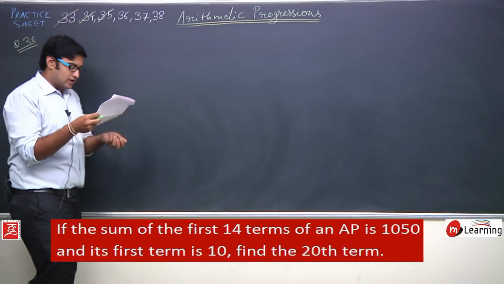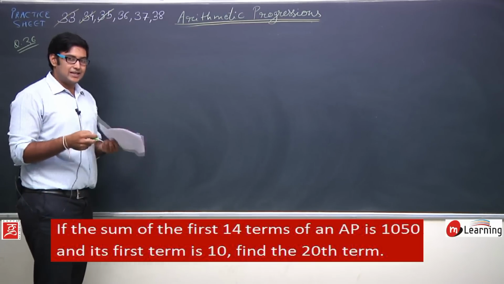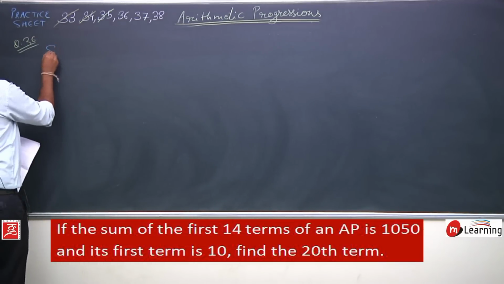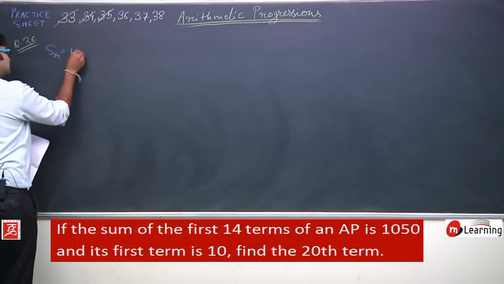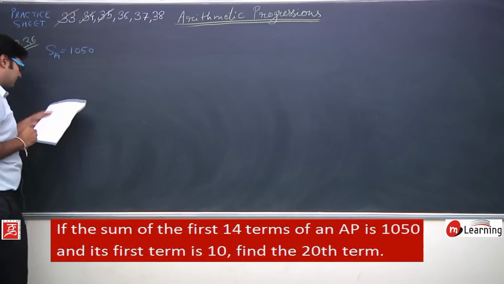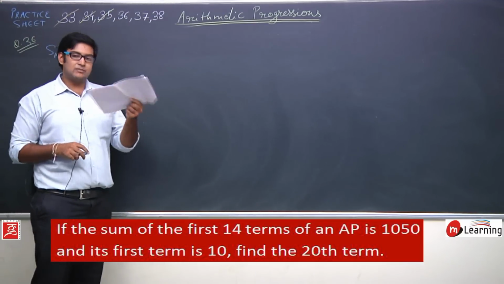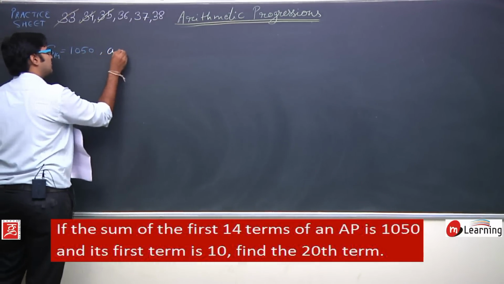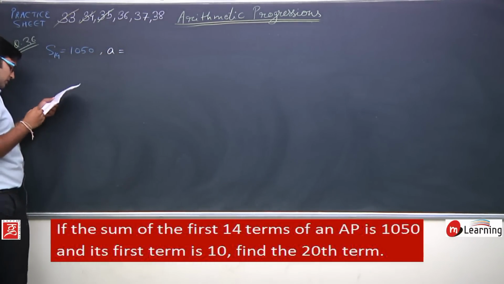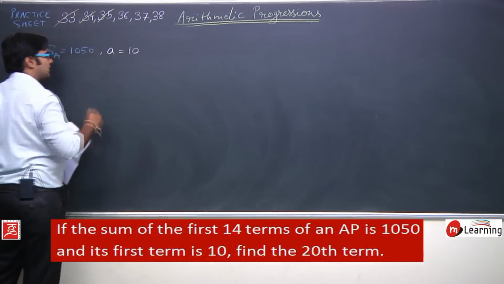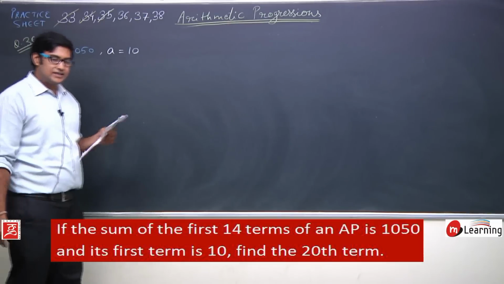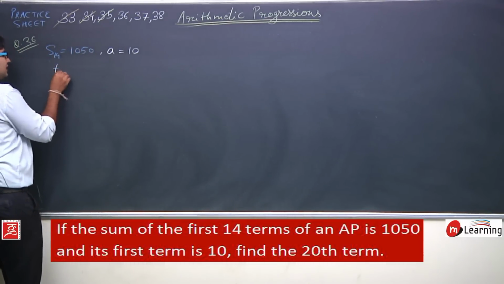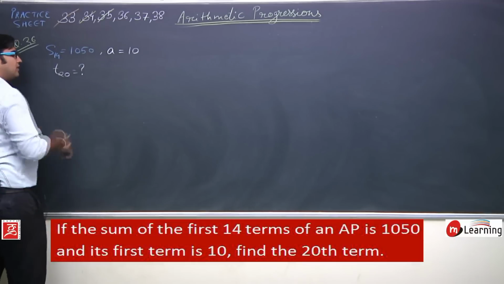It says the sum of the first 14 terms of an AP. So there is an AP whose sum of first 14 terms, S14, is given as 1050, and the first term of this AP, that is a, is equal to 10, and what I need to find is the 20th term. So I need to determine T20, the value of T20.